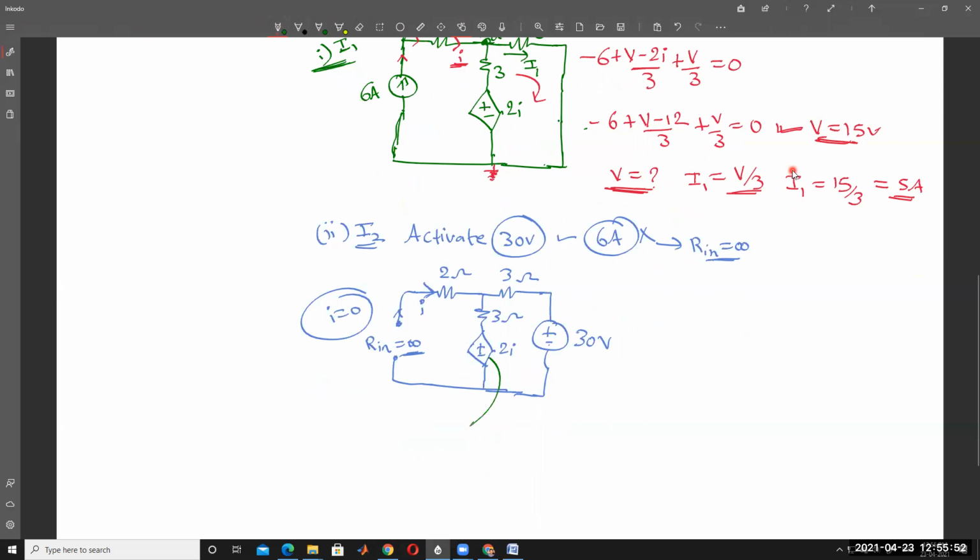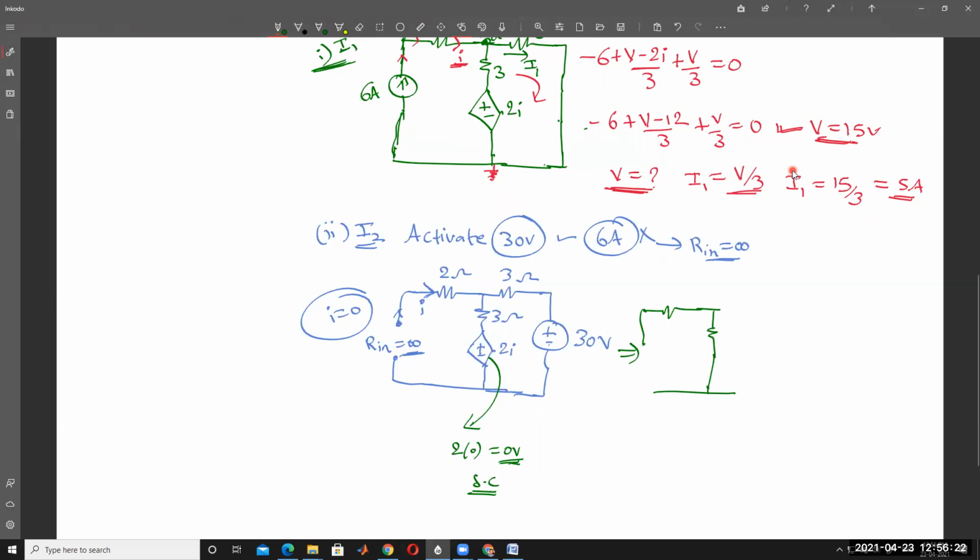So with I equal to 0, this voltage source 2 into I is 2 into 0, that is equal to 0 volts. So the voltage source becomes 0 volts, and 0 volts means short circuit. So the circuit will become again the 2 ohm resistor and 3 ohm resistor, and this is a short circuit.